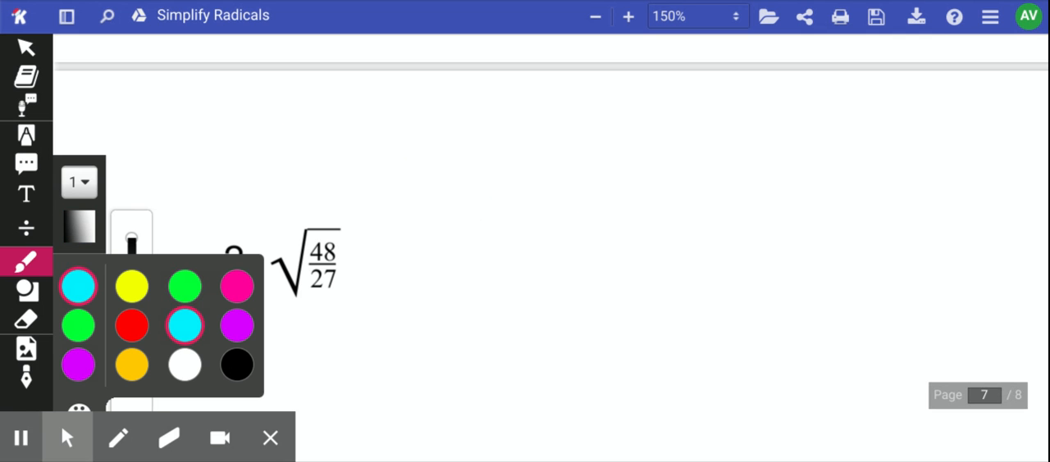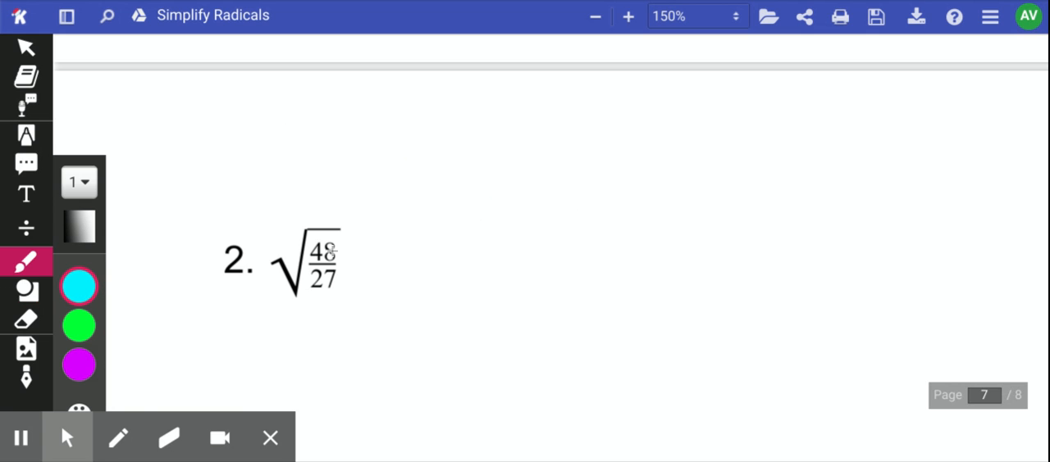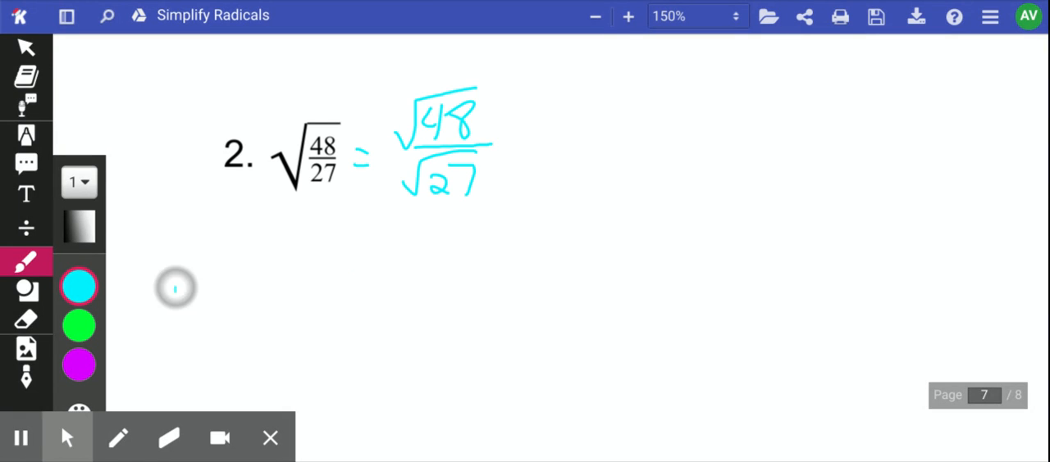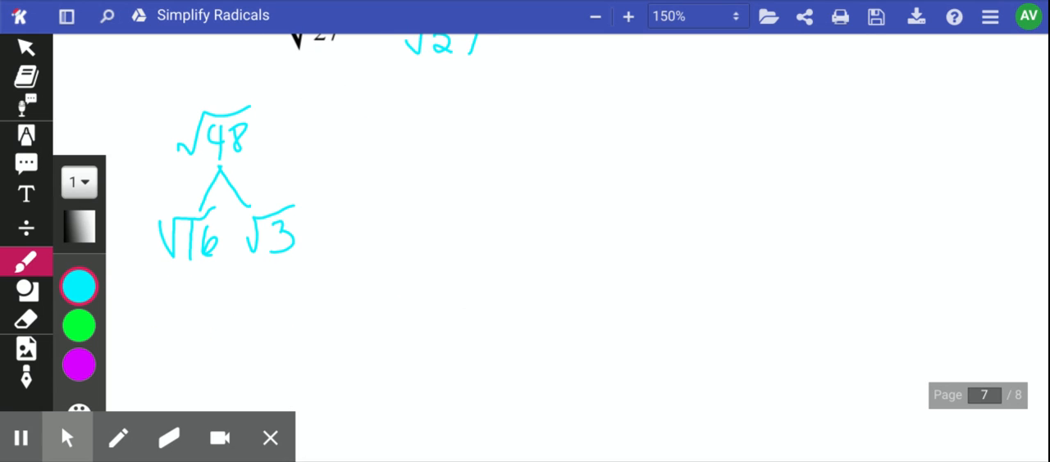Okay, so for this problem, I have square root of 48 over 27. So again, I'm going to separate it: square root of 48 over square root of 27, but neither of those numbers are perfect squares. I'm going to need to simplify these. So I'm going to do some side work. So square root of 48. What perfect square goes into 48? If you were thinking 16, you'd be right. 16 times 3 is 48. So that means this can be simplified to be 4 root 3.